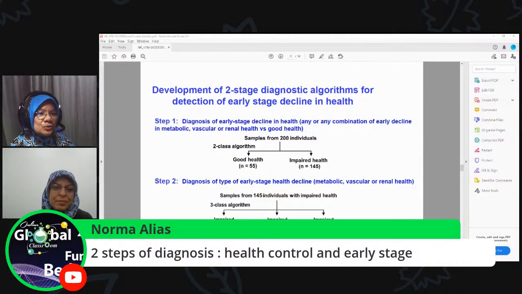So can you explain to us how to get the data based on the two stages here?